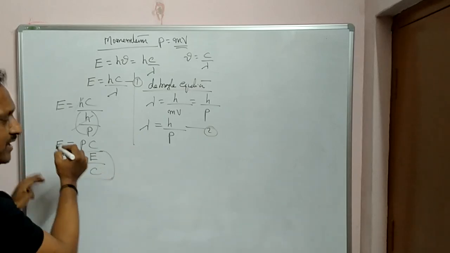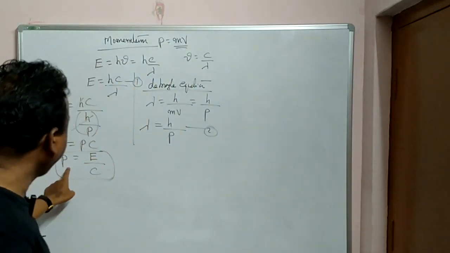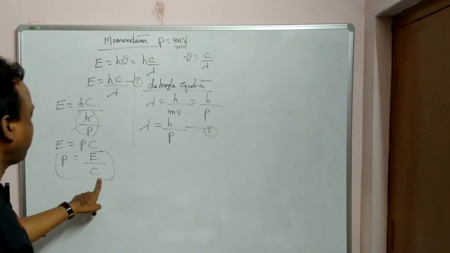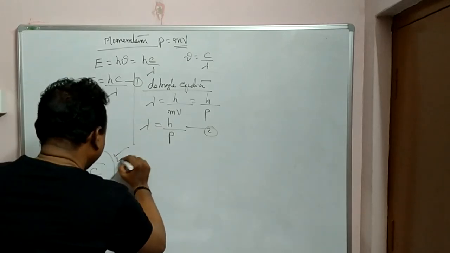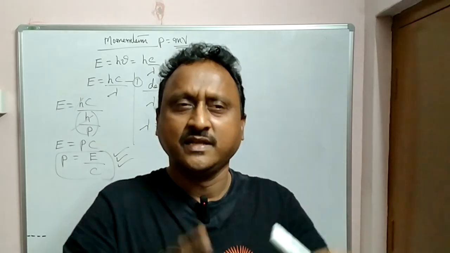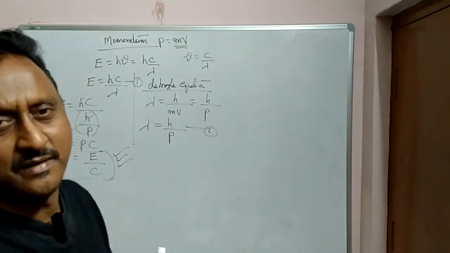Another formula for momentum of electromagnetic wave. The electromagnetic wave momentum formula is energy by speed of light in air or vacuum. Very, very important formula. P is equal to E by c. Please note down. These we will be studying now in the next item, that is reflection.